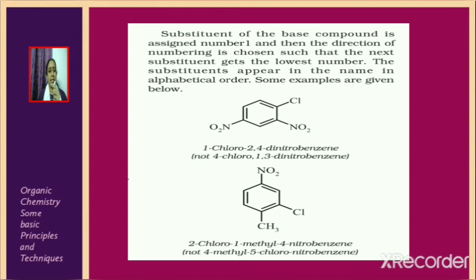Now consider the next example given. The compound is named as 2-chloro-1-methyl-4-nitrobenzene. The substituents appear in the name in alphabetical order. So this is the reason why the compound is named as 2-chloro-1-methyl-4-nitrobenzene.